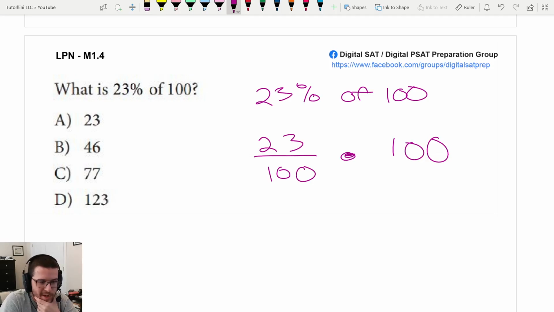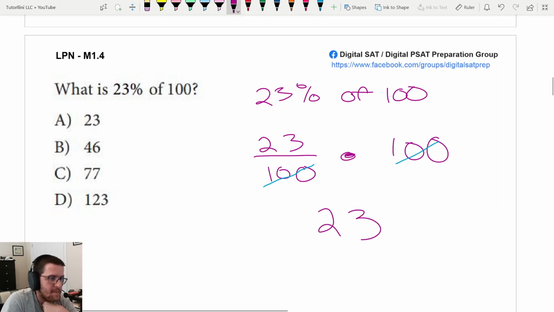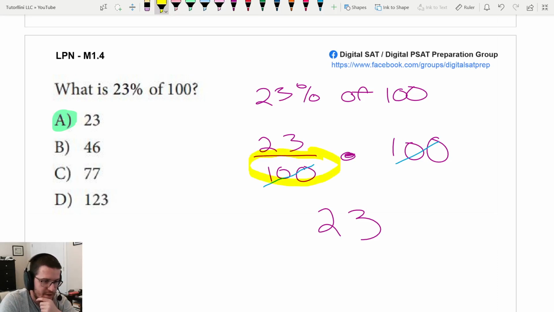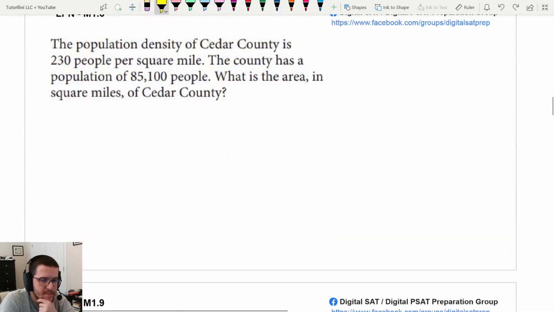And at this point, if you want, you can just put this straight into a calculator, or you can realize that these 100s will cancel out, and you should just be left with 23. So the answer to this one is A. Again, guys, when you see a problem like this, you change the percent to decimal by dividing by 100, and then you have to change the of to a multiplication. Make sure you do both those things. All right, great. Let's keep going.